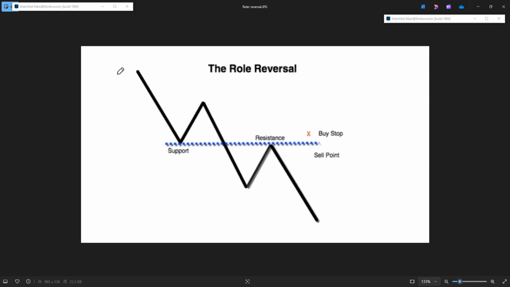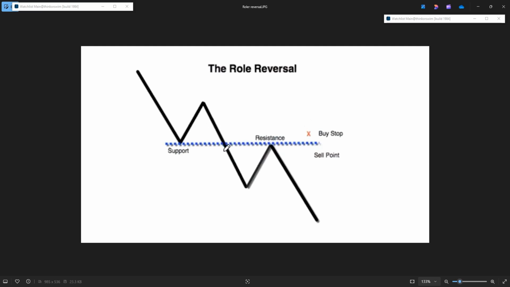Another reason is this will be telling you where to get out. If I'm buying puts up here, this is going to be my exit level, because I'm going to assume there's going to be some support there. So I'm going to be exiting the trade. And the same with calls. If I'm in calls, this is going to be my exit. So it's very important to know what role reversal is.